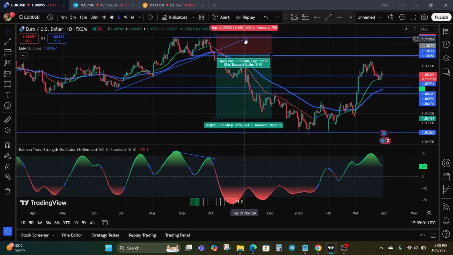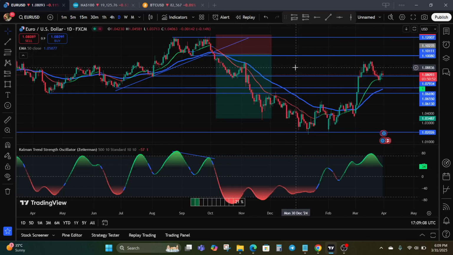So the Kalman Trend Strength Oscillator is an incredibly effective tool for accurate Forex trend analysis. However, it does not guarantee profit. It does not have 100% accuracy; in as much as it's a good indicator, it's not foolproof. Meanwhile, it helps traders filter out market noise and spot strong trends with confidence.